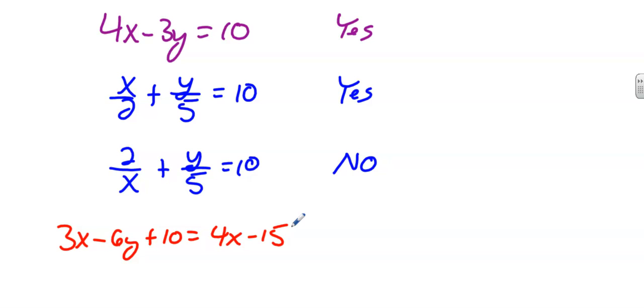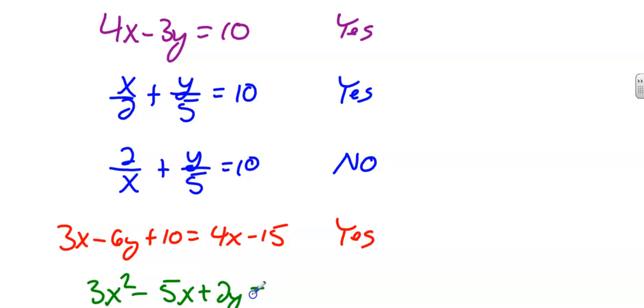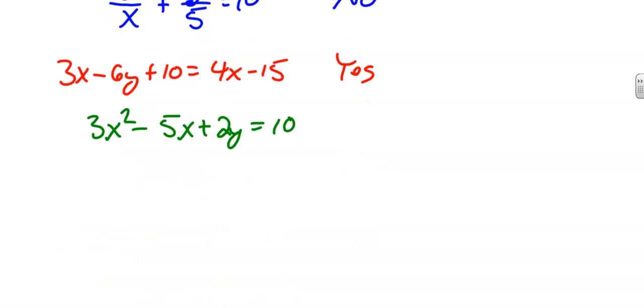Okay, 3x minus 6y plus 10, then 4x minus 15. Even if you have x's and y's all over the place, numbers all over the place, you're still looking for the same thing. There's no x times y, there's nothing in the denominator, they're all in the first power. So that one's good to go. 3x squared minus 5x plus 2y equals 10. Again, you've got x squared. That makes it a no.